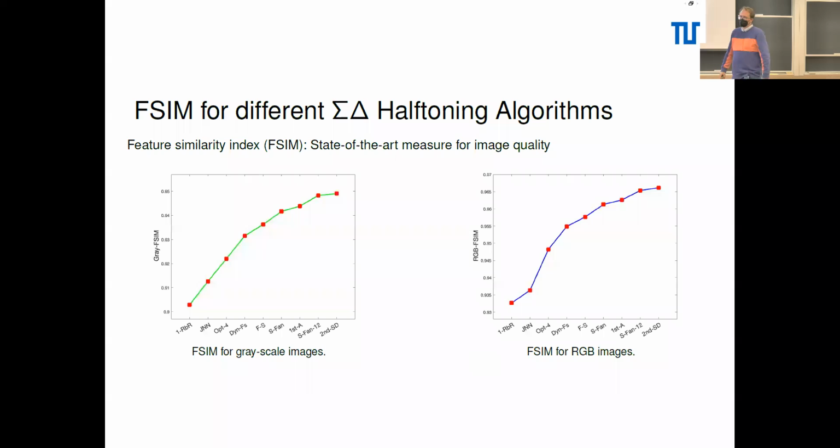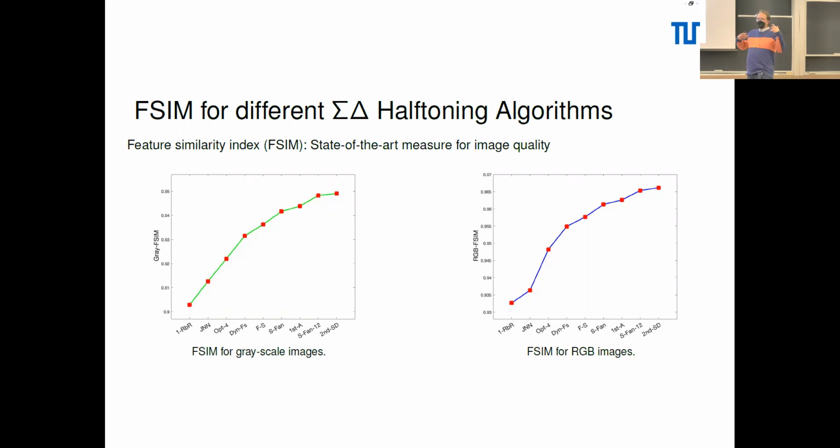So what we used instead was the so-called feature similarity index, which is a state-of-the-art measure for image quality. We're just asking, do these images look alike? There's a score, and it has been computed for all these schemes, and 1 is best. If we look at both grayscale images and RGB images, the second order weighted sigma delta schemes that we have designed outperform all the other standard, at least the simple error diffusion schemes.